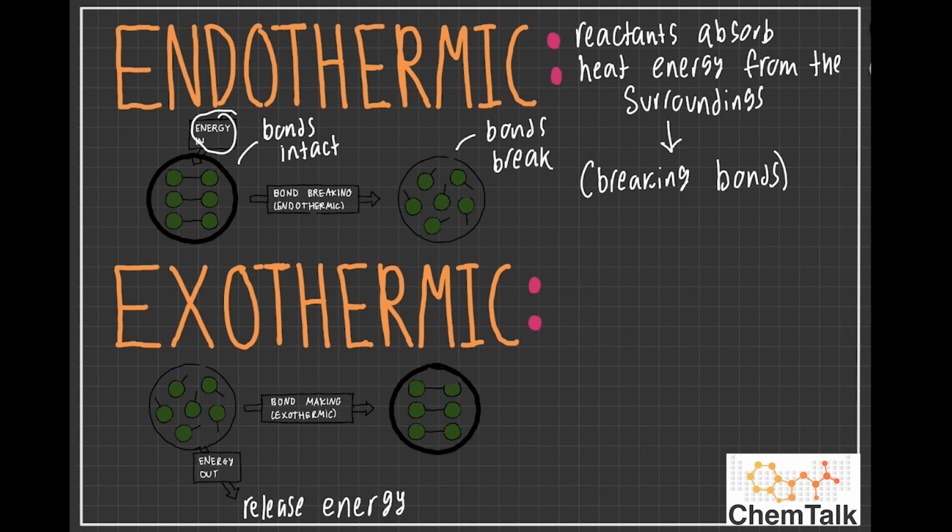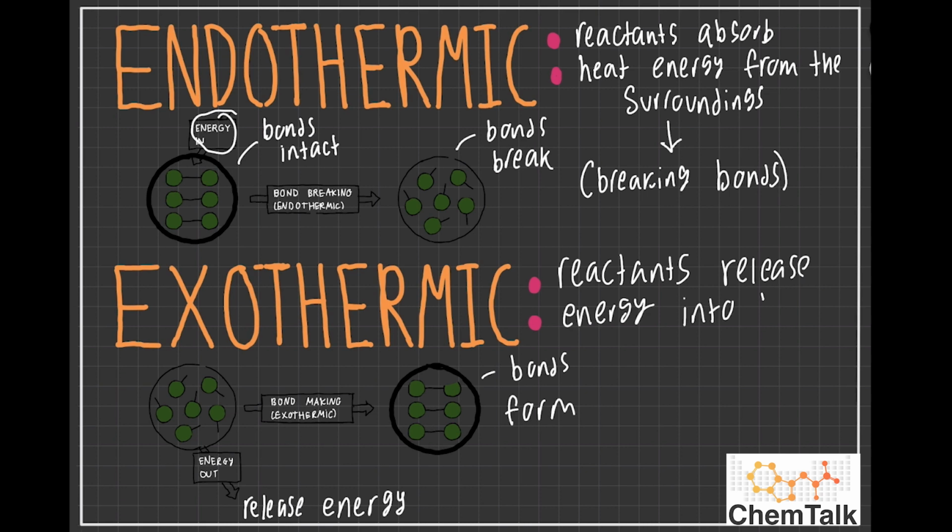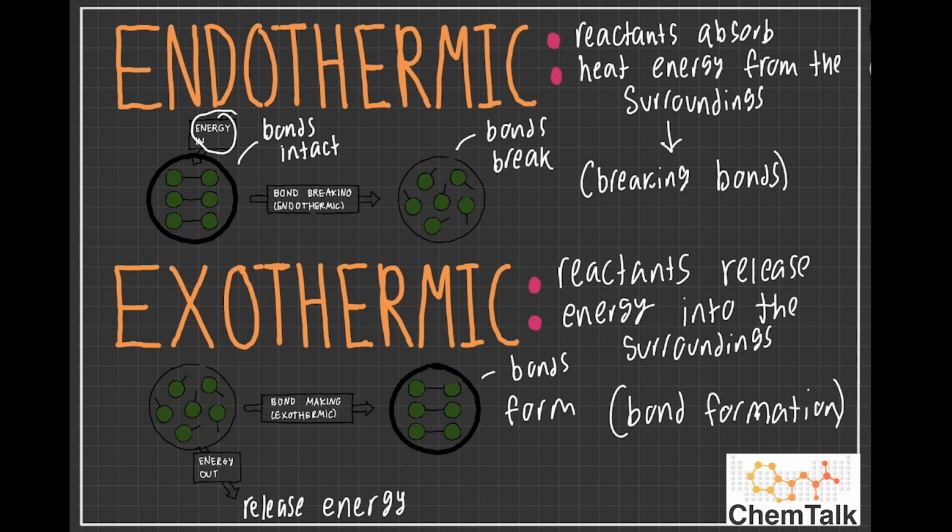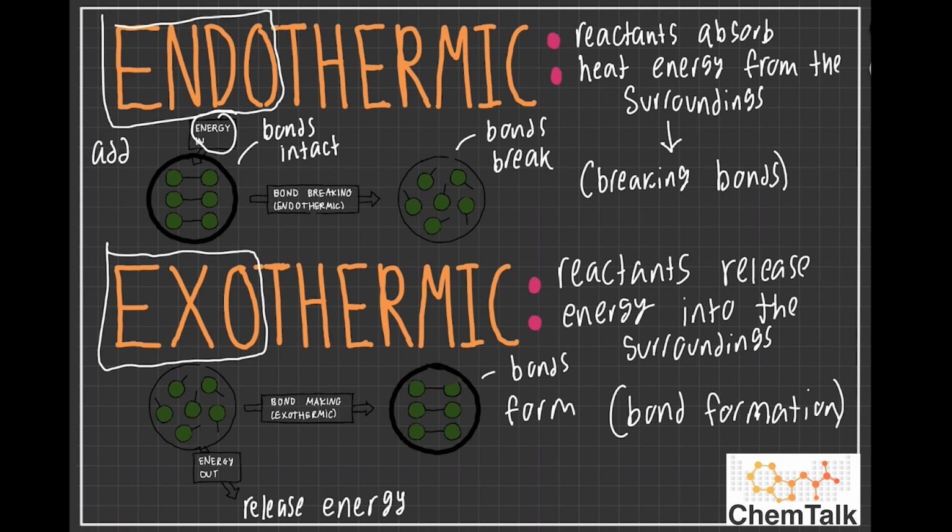But what's an exothermic reaction? An exothermic reaction releases energy. So reactants release energy into the surroundings. That's what an exothermic reaction is. So again, that's bonds forming. Bond forming is exothermic because you're taking separate atoms, releasing energy, and then forming the bonds. So endo means add, and exo means release. That's how you kind of think about that prefix. Endo is add, exo is release.